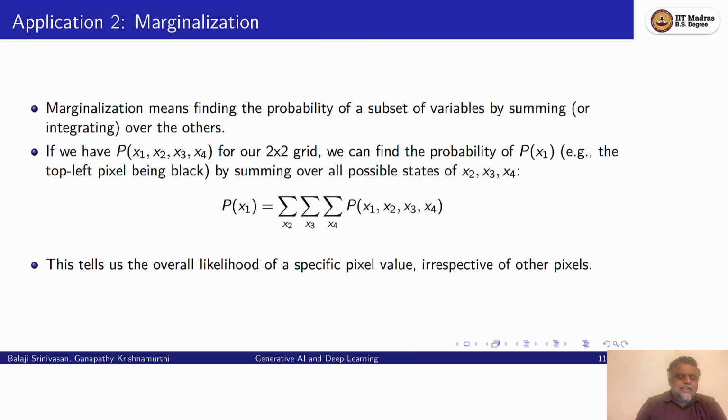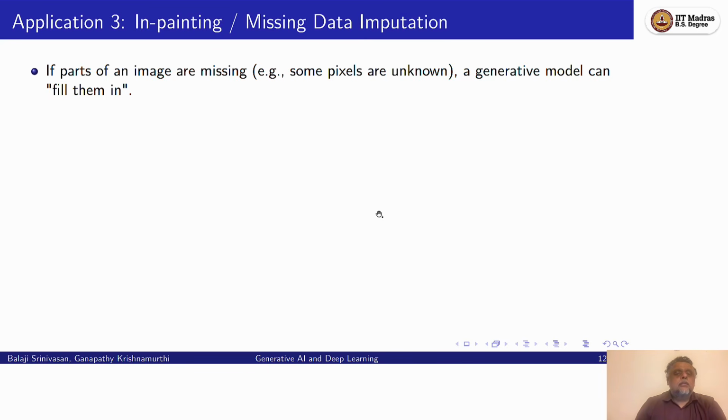So what does this tell us? This tells us the overall likelihood of a specific pixel value, regardless of the other pixels. What is the probability of x1 equal to 1, regardless of what the other pixels take, that is x2, x3 and x4?